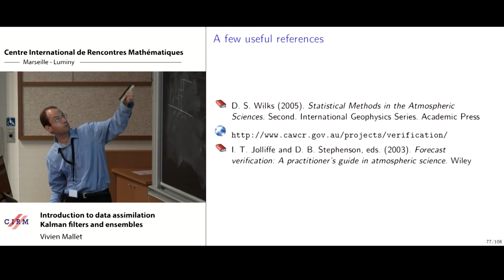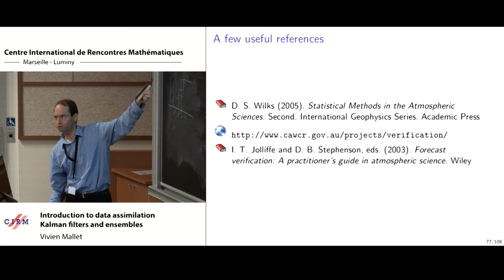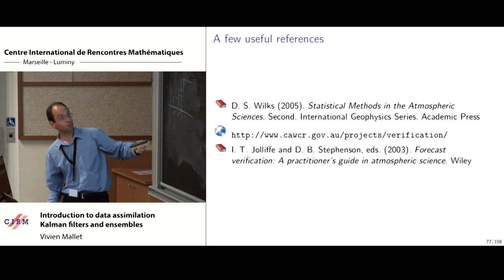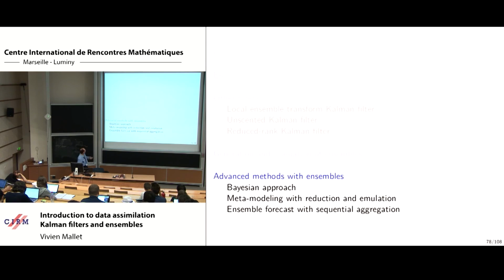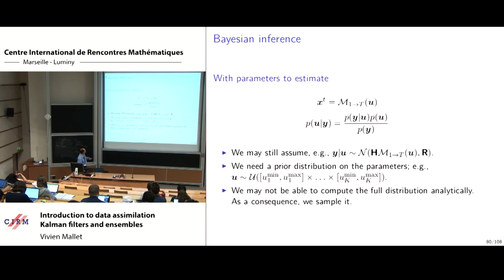I especially like the first book, although it goes much further than ensembles. Good one. The website is good as well. Okay, I'm not going to go into the Bayesian stuff.